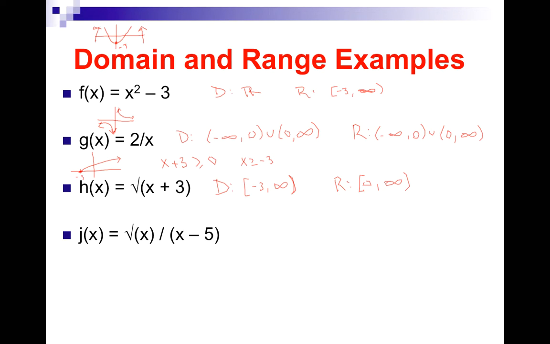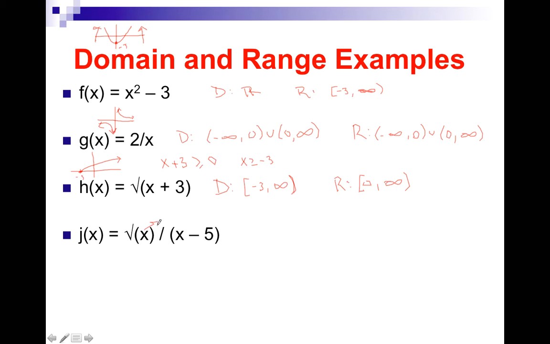Oh, then we can get something like this. This looks a little bit more challenging here. And it is. So right in here, we have the square root of x over x minus 5. The x minus 5 is not under the radical. So we need to think about what x can be.